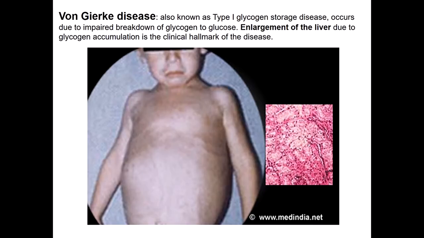You can also have a disease associated with that, type 1 glycogen storage disease. Okay, too much glycogen is accumulated. You can see the abdomen where the liver would be is distended because the glycogen is not being broken down, so the liver is getting bigger and bigger.